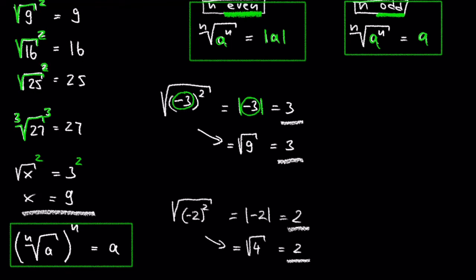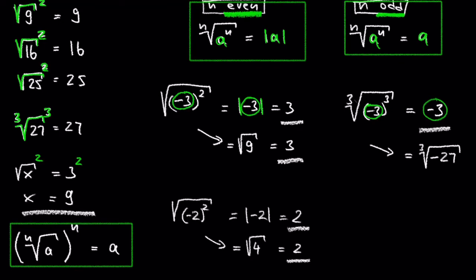Let's look at two examples when n is odd. The third root of negative 3 cubed is negative 3 according to the rule. Let's check if this is true. Negative 3 times negative 3 is 9, times negative 3 is negative 27. And the cube root of negative 27 is negative 3, because negative 3 times negative 3 is 9, times negative 3 is negative 27.